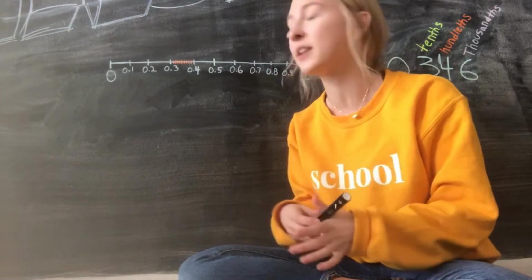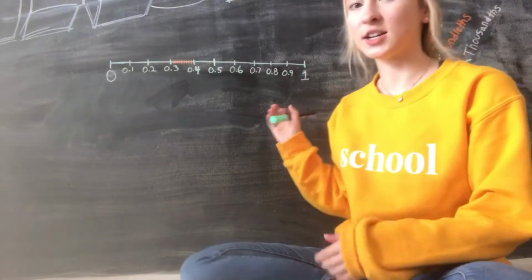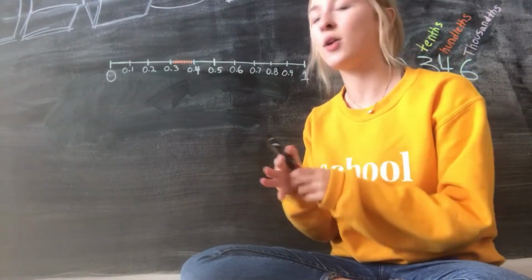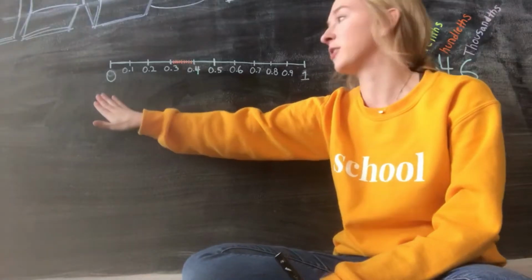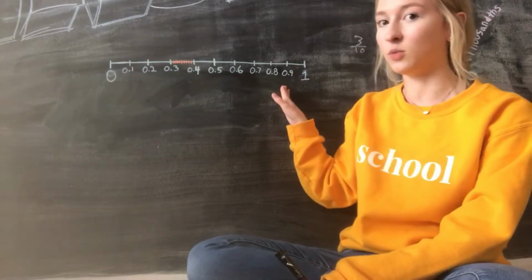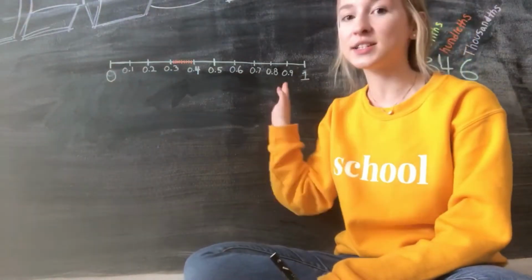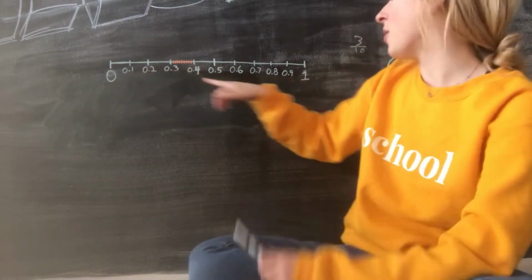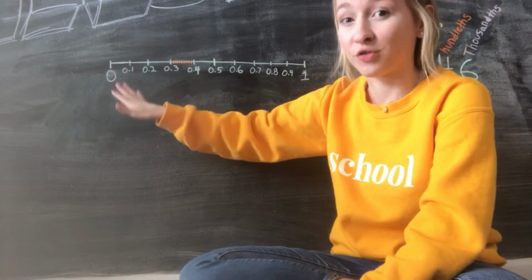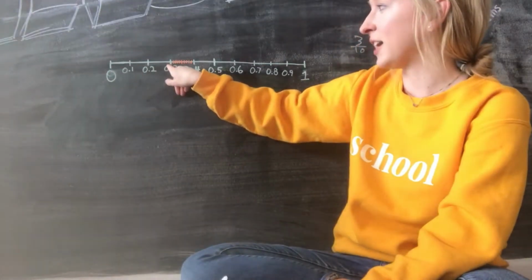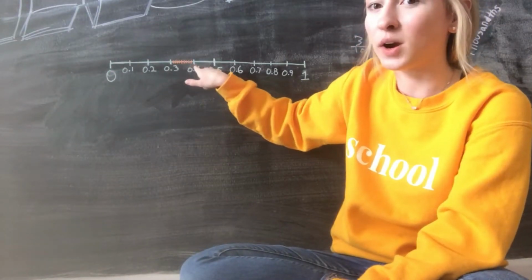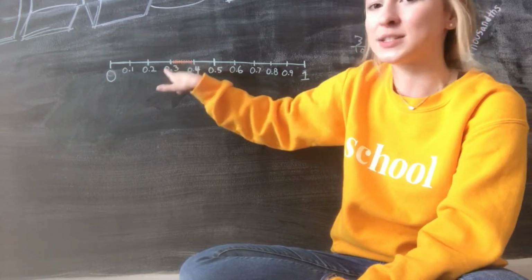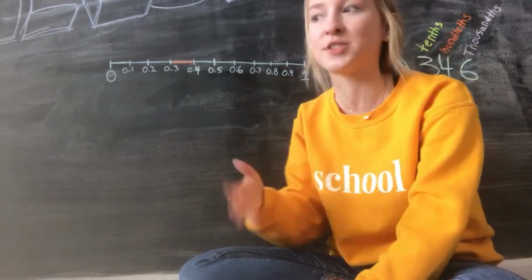So since it starts 0 point something, we know that it's a little bit more than 0. So here we have our 0, and here we have our 1 on our number line, and we know that it's going to be somewhere in between there. Then we can go, okay, so it's 0.3, so we go to the 3, and we know that it's between 3 and 4, but we want to get even more specific about where it is. That's why there's more numbers.